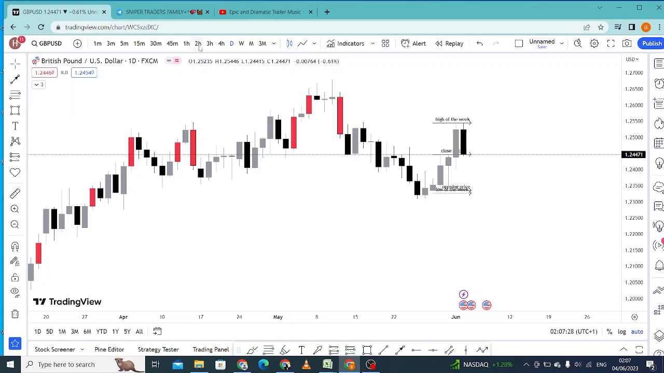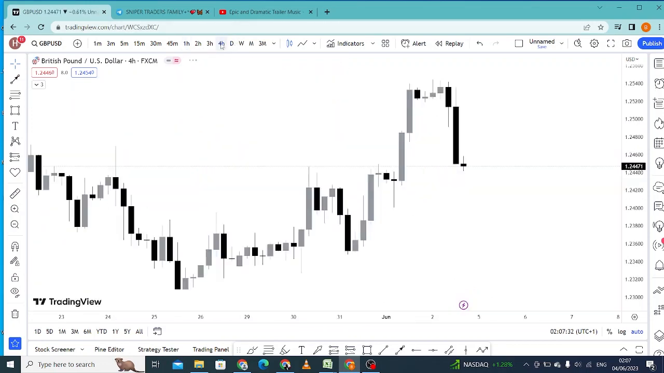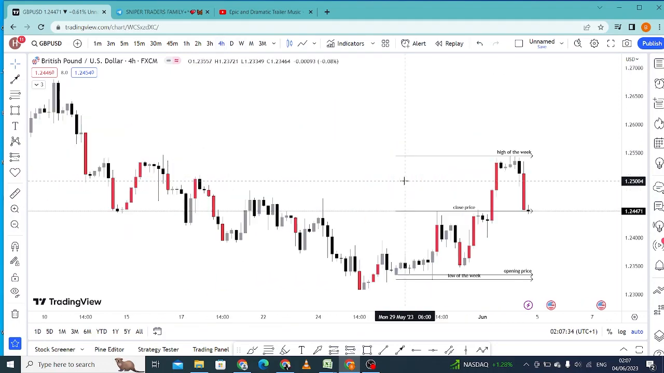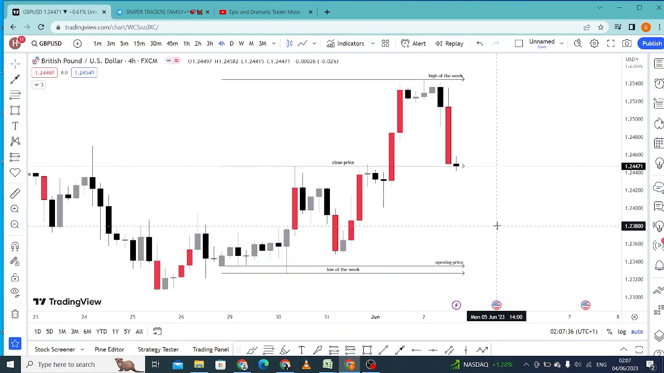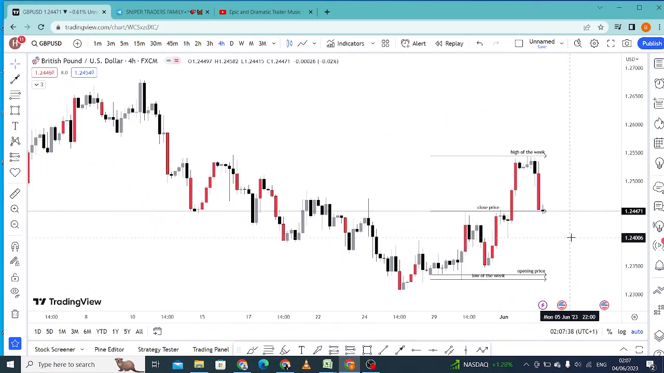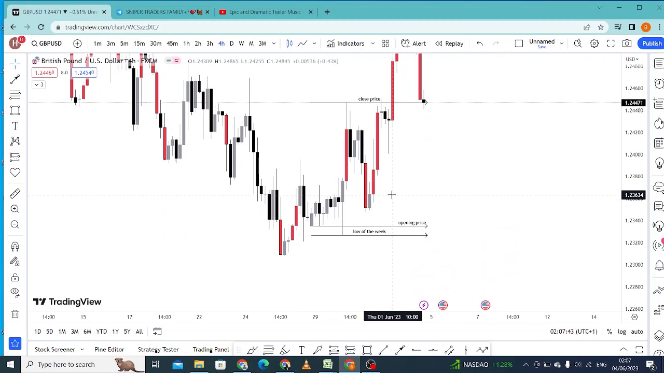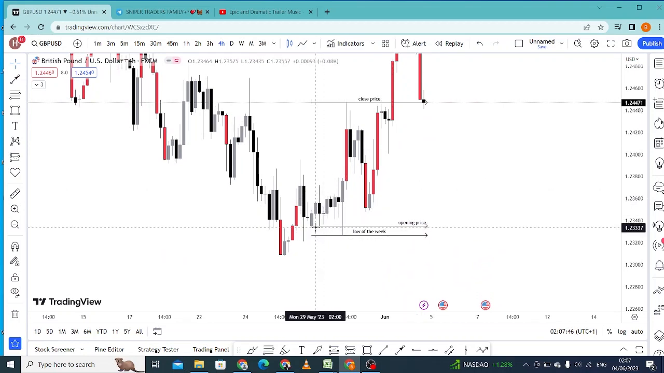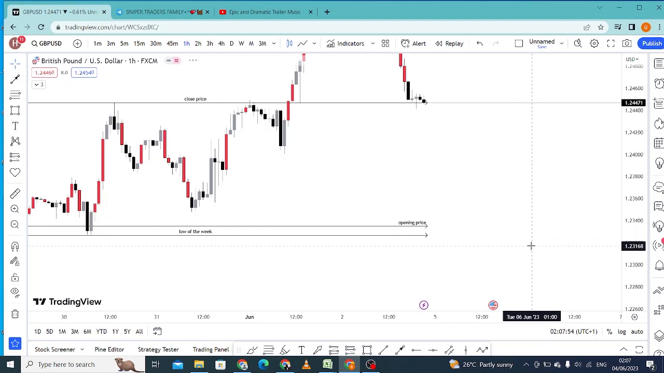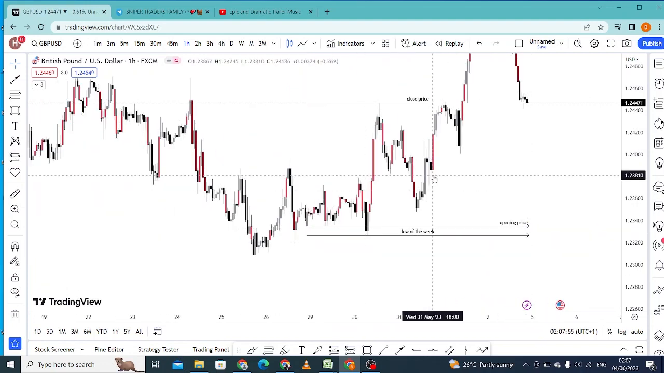So that we can understand what price did here. I would have loved to explain a lot here. Now, this was when price opened. Okay, I think I'll go back to the 1 hour to explain fully what really happened here.